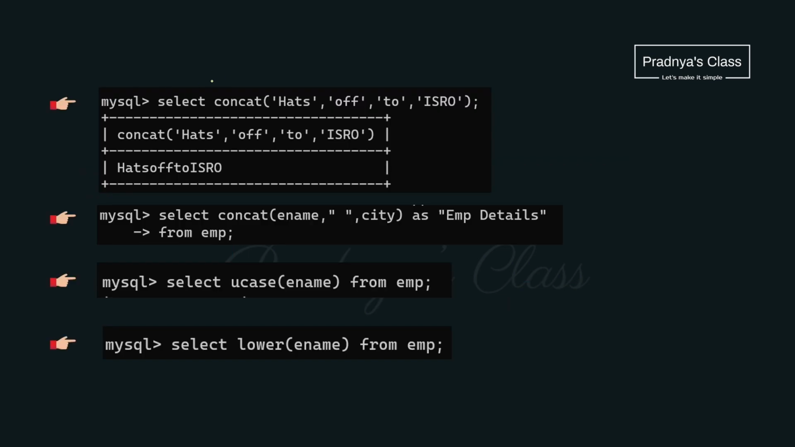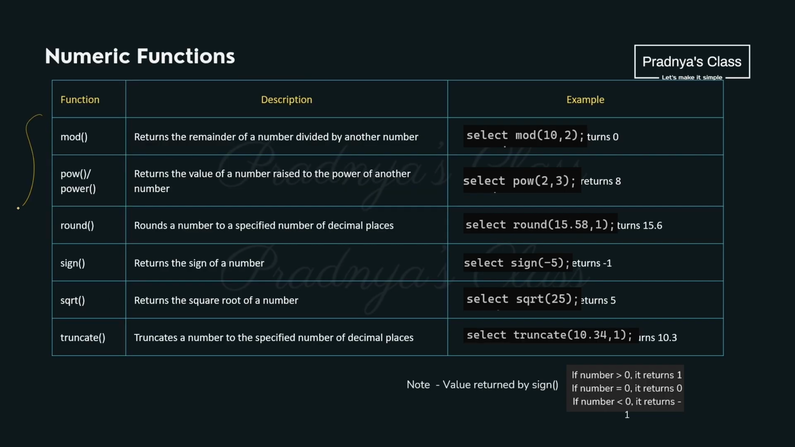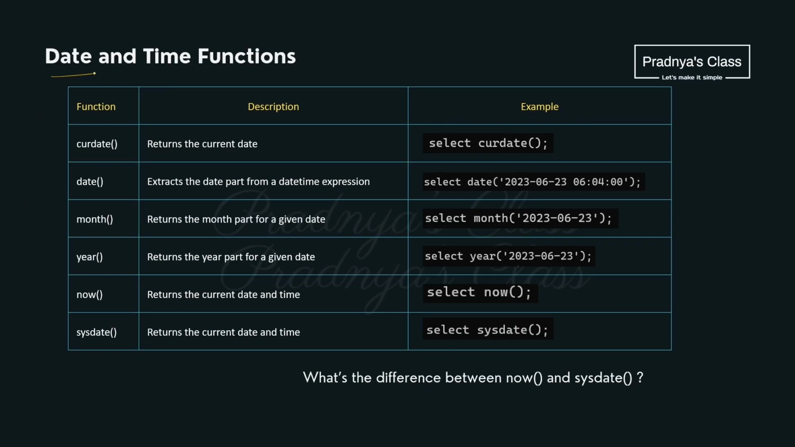Here are some of the examples. We are using the concatenate function on this. So look at the output, it got concatenated. If you want to apply this string function on any column, you can do it. And here is a list of some of the numeric functions. The functions related to date and time are also very important. So here is a list of the functions. I will suggest you make a note of it.